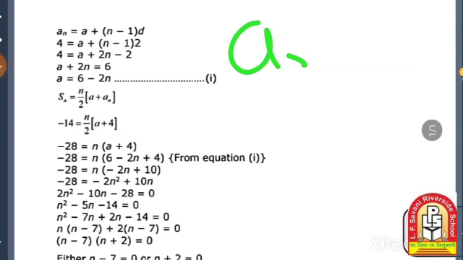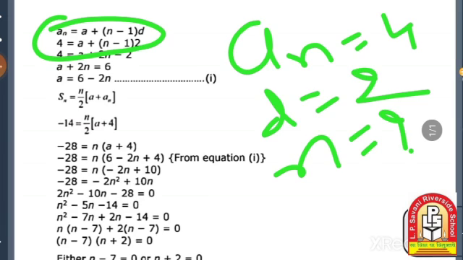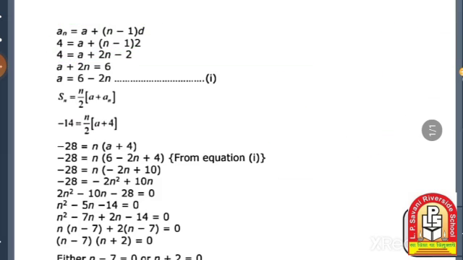So an is given in the question, d is also given in the question. We have to find just n from the equation. So put these values in this equation of the arithmetic progression. An is equal to 4, so we get the formula: 4 is equal to a plus n minus 1 into d.